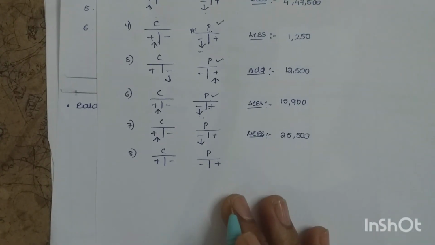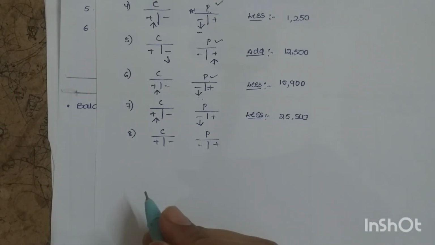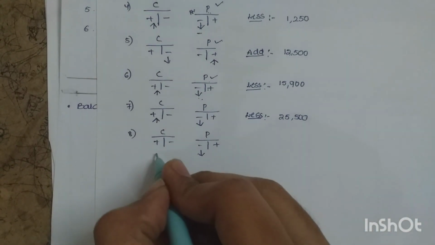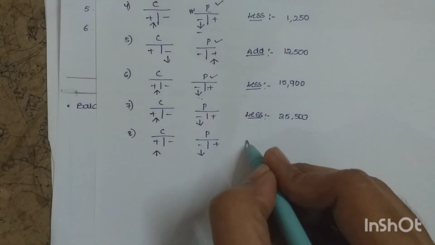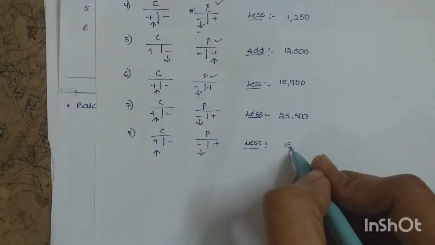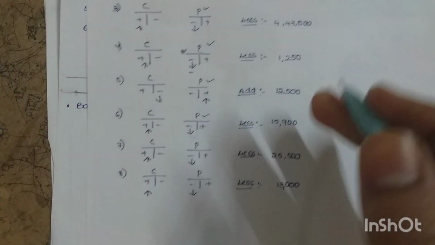25,500. Okay. Next, eighth one, customer check dishonored. I already told, dishonored always passbook minus, cash book will be plus. So according to passbook, it is less. How much amount? 13,000. So all the transactions we recorded.